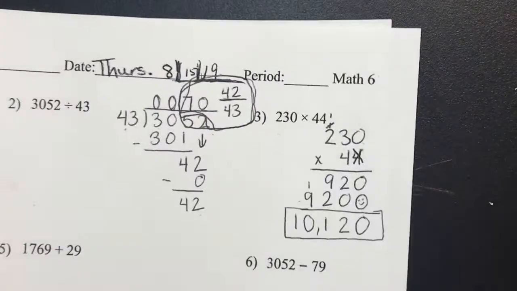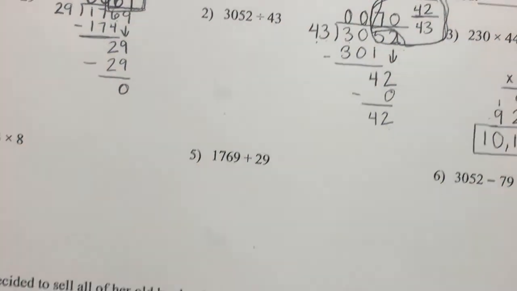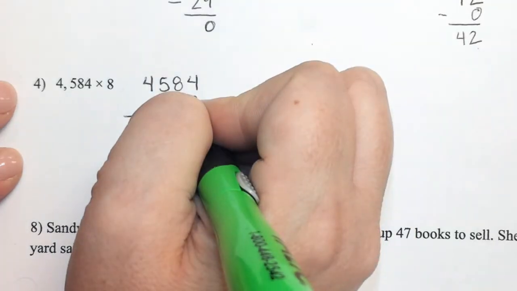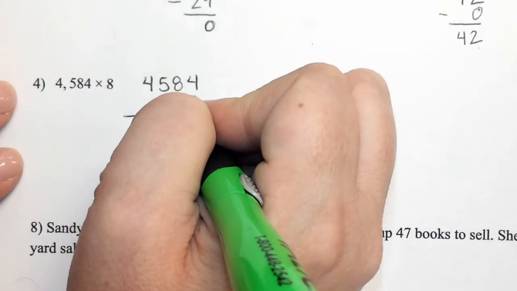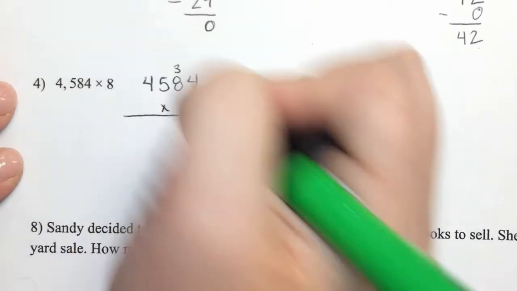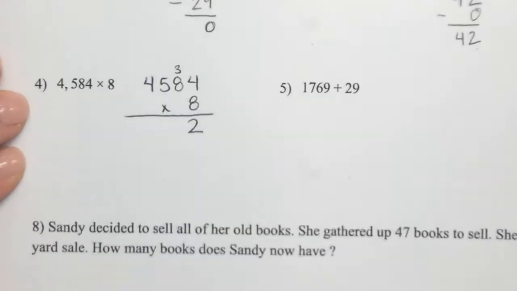All right, number 4 is another multiplication problem. This one gets a little bit easier. There it is. So it's just a 1 digit. So we have 4,584 times 8. So multiplying 8 times 4. 8 times 4 is going to give me 32. Thank you, Julia, because my mind was going blank. Happens even to your math teacher, I promise, okay?